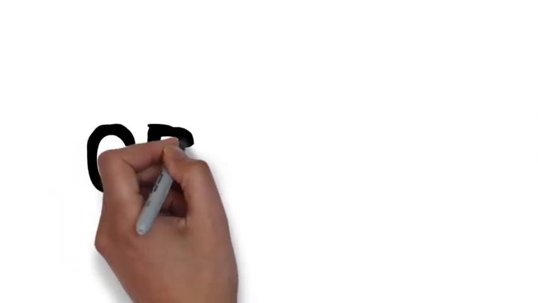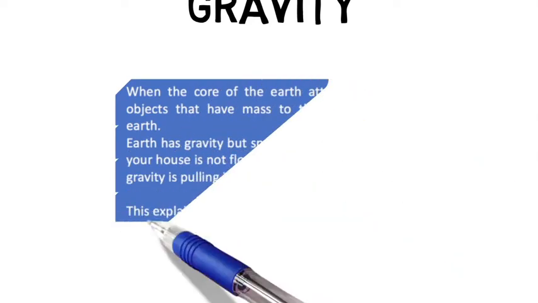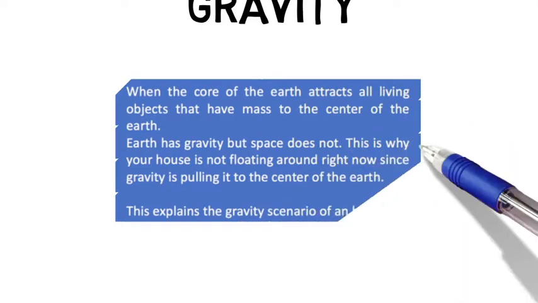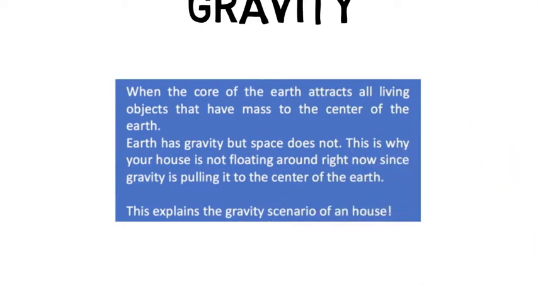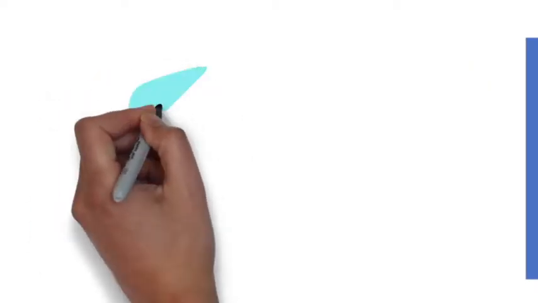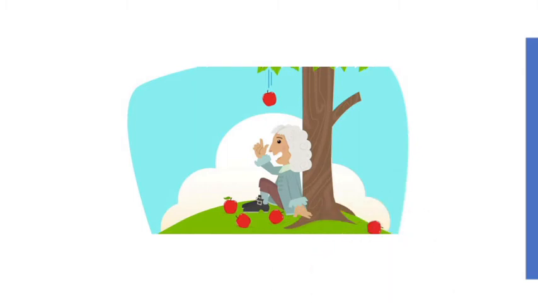So our third principle of Eureka is gravity. It's when the core of the Earth attracts all objects that have mass to the center of Earth. So Earth has gravity, but space does not. So this is why your house is not floating around. It's because of gravity. It's staying in place, and so are the objects inside it as well. And here's an image of an apple falling on Newton.